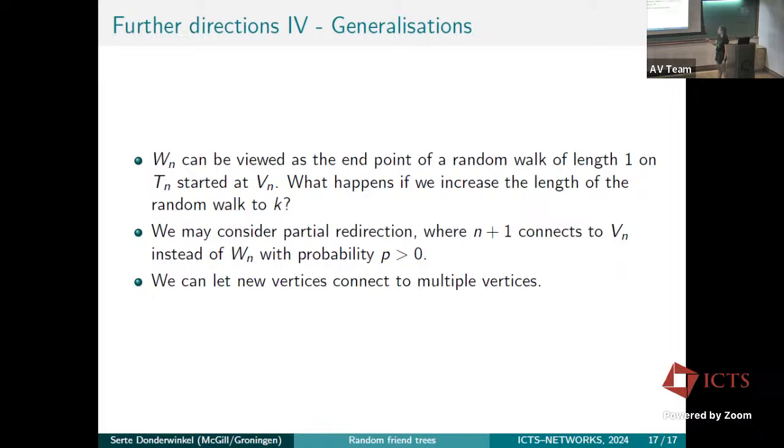And of course, we can let new vertices connect to multiple vertices. This is actually a very natural way to get clustering in the model, because if you let them all start at the same vertex from which they do their random walk step, you're going to get some clusters in your graph. So considering the graph rather than the tree version of this is another modification that can be considered. Okay, that's actually all I had.